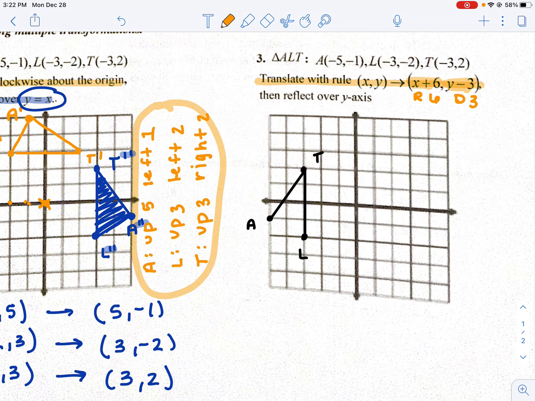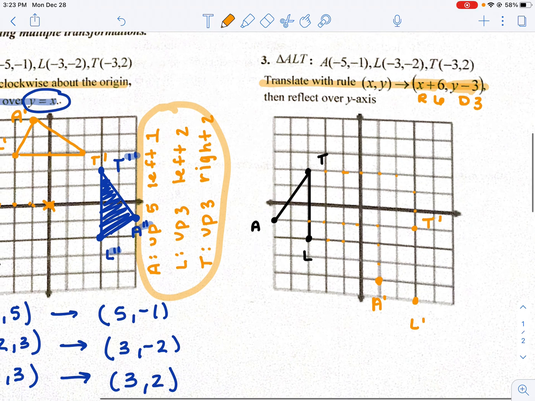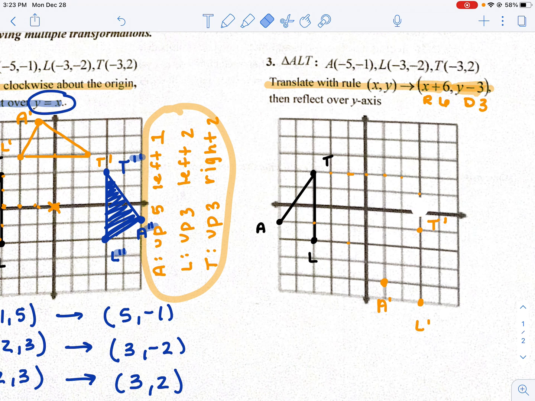So for A, we're going to go right 6. 1, 2, 3, 4, 5, 6. Down 3. 1, 2, 3. This will be A prime. L is 1, 2, 3, 4, 5, 6. Down 3. 1, 2, 3. L prime. And T, 1, 2, 3, 4, 5, 6. Down 3. 1, 2, 3. Okay, so we have our points there. Once you have your points, we can connect them and make our triangle.